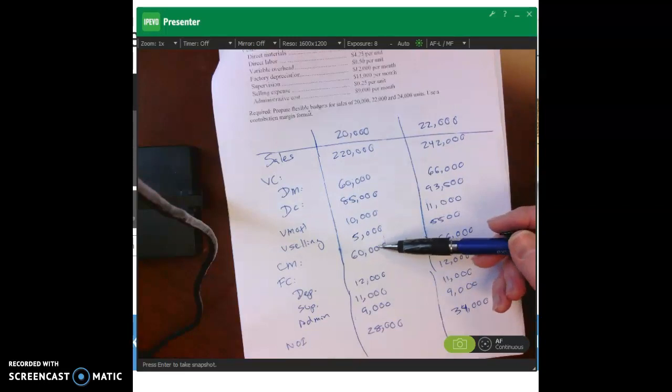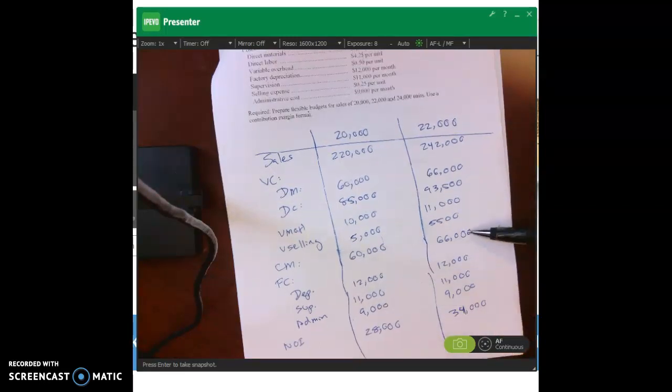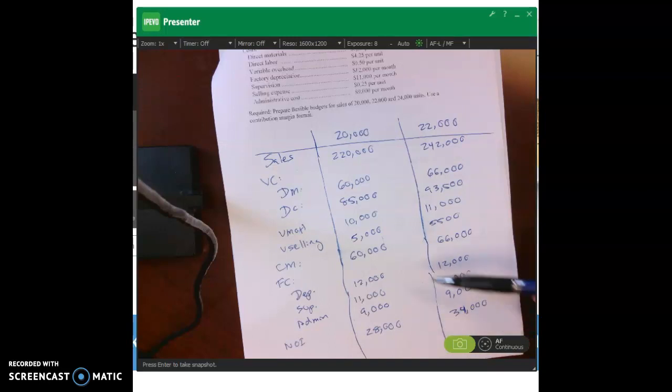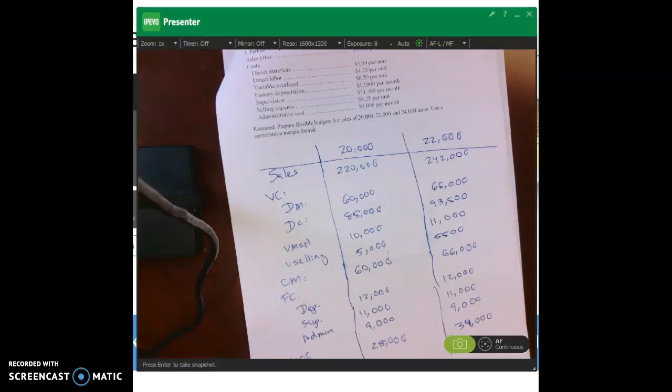And then we can take our contribution margin minus our total fixed costs, and that gives us our income from operations at 20,000 and at 22,000. Okay. All right, this is the end of this lecture video. The next lecture video, or series of lecture videos, will cover standard costs. Thanks.